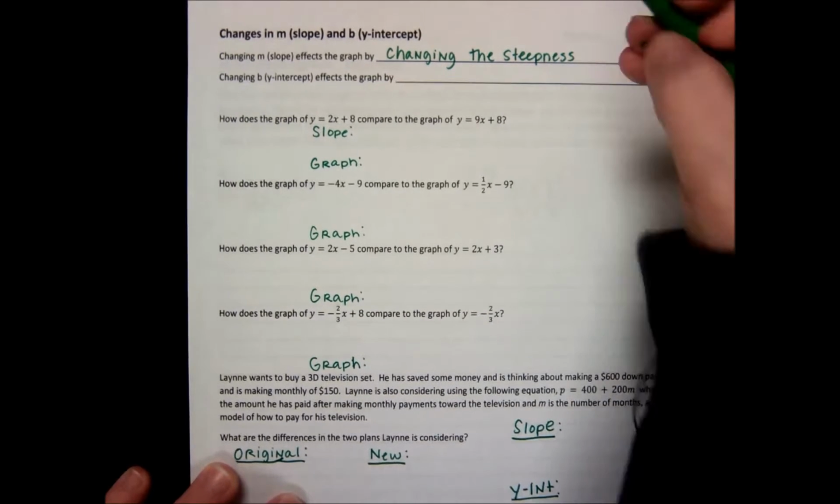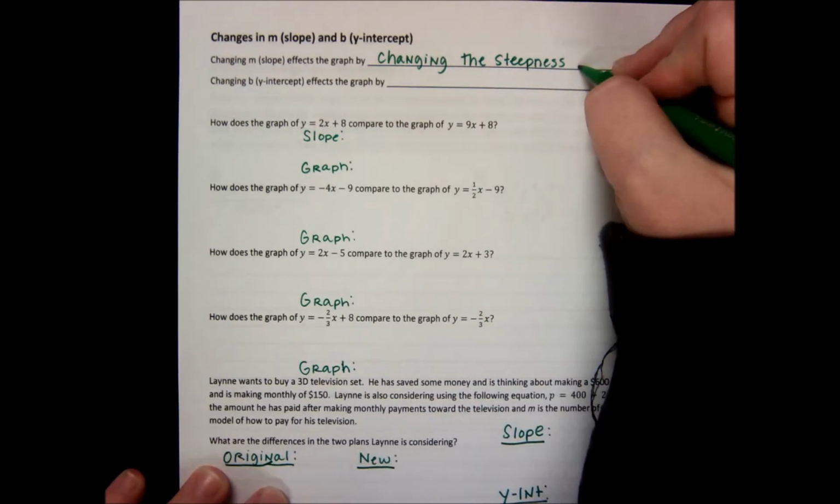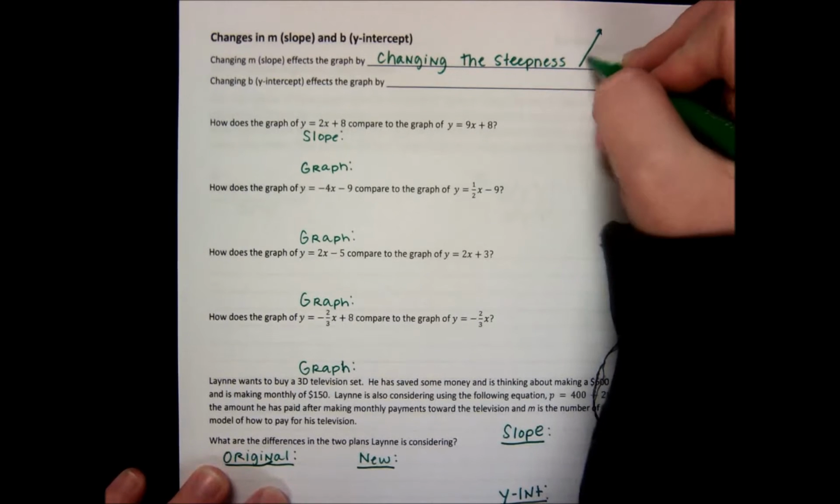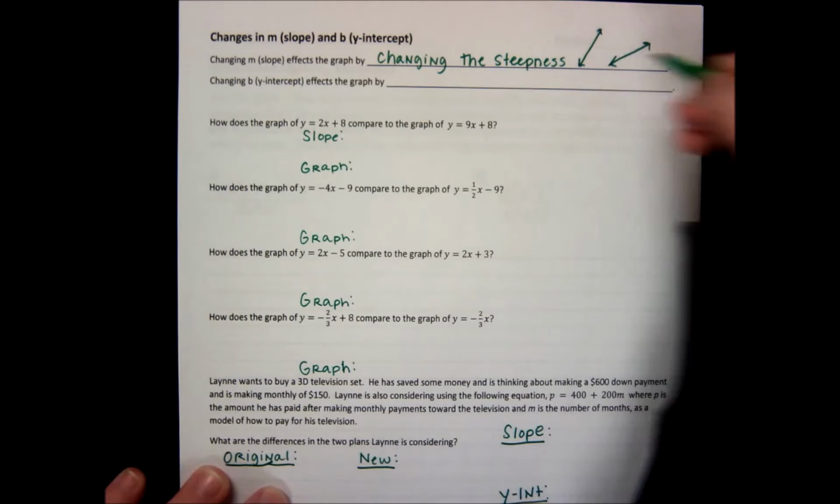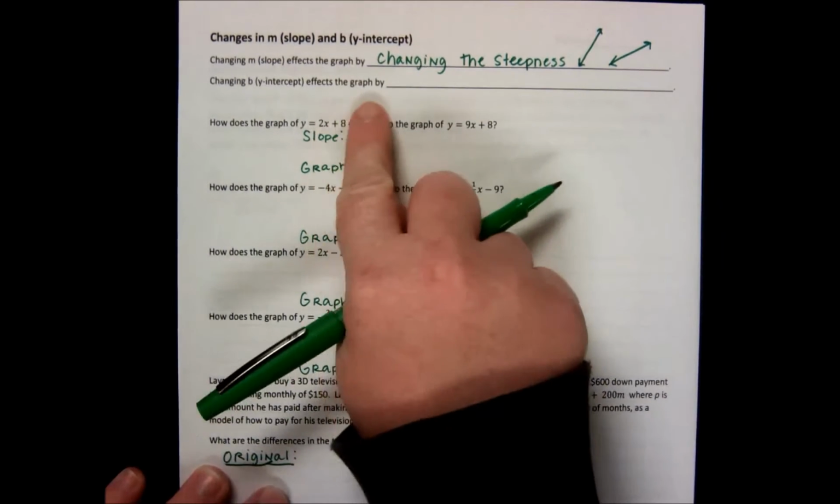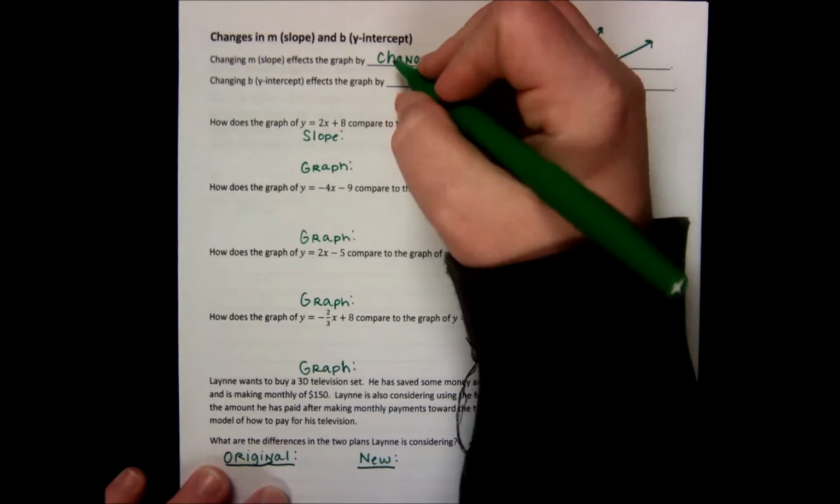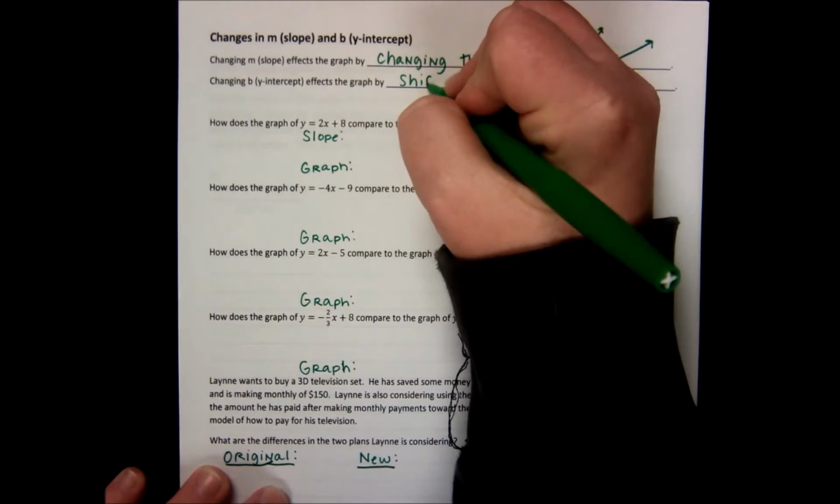Steepness is the tilt. So if I were climbing up a really steep mountain, it would look like this. If I were climbing up a less steep mountain, it might look like this. Changing the y-intercept affects the graph by shifting it up or down.